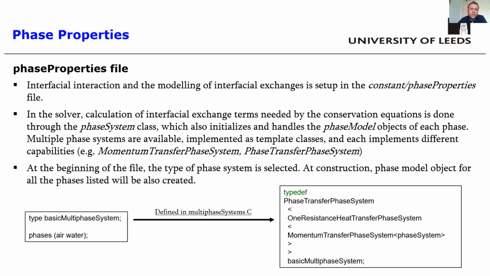So we have the momentum transfer phase system that implements the functions needed to calculate the interfacial momentum interaction. Then we have the phase transfer phase system that does the same for mass transfer. And then we have different heat transfer phase systems that do that in different ways for the heat transfer. So the type of multi-phase system we use is declared at the beginning of the file. Let's go in the file here.